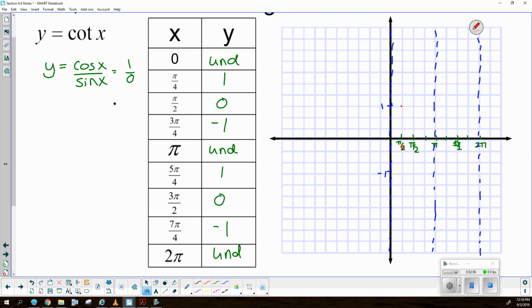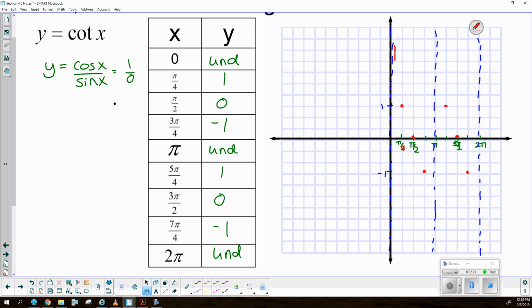Pi over 4, we're at 1. Pi over 2 is 0. 3 pi over 4, we're at negative 1. 5 pi over 4, 1 again. 3 pi over 2, 0. 7 pi over 4, negative 1.